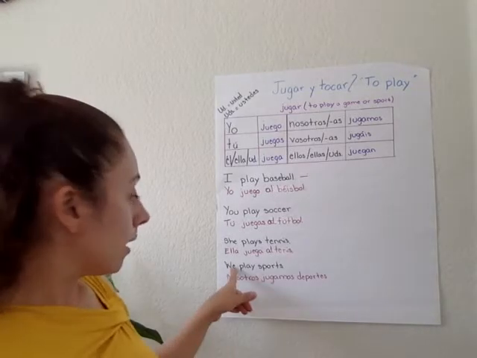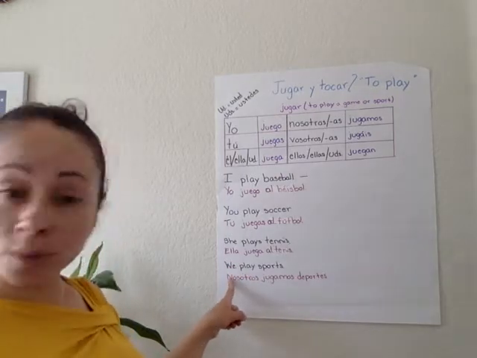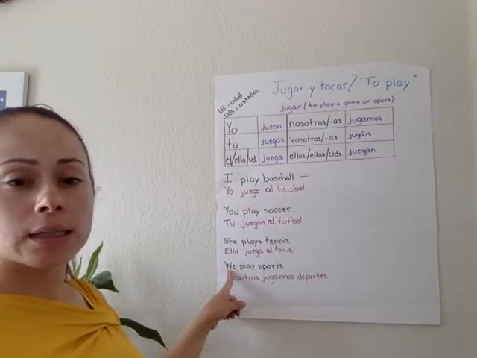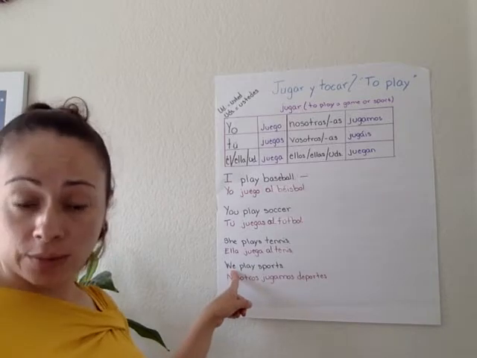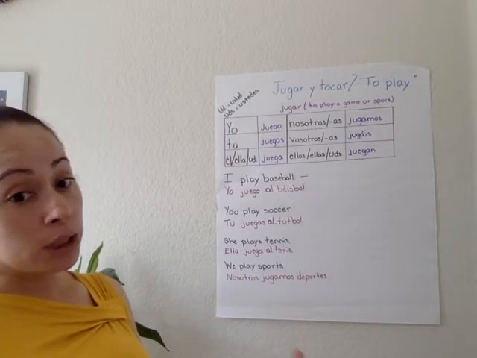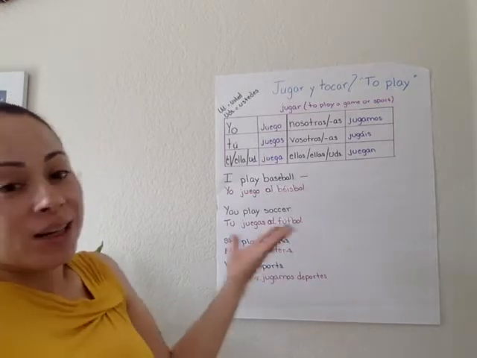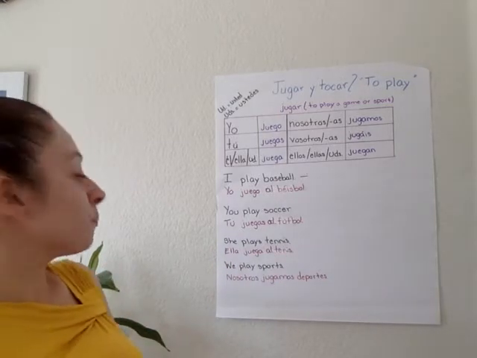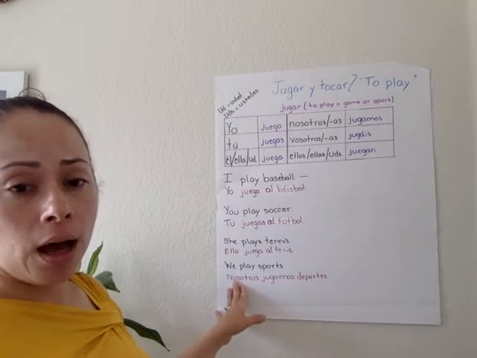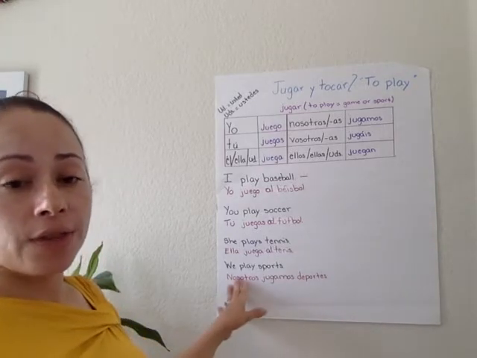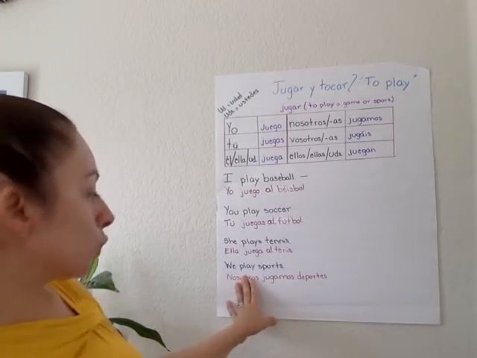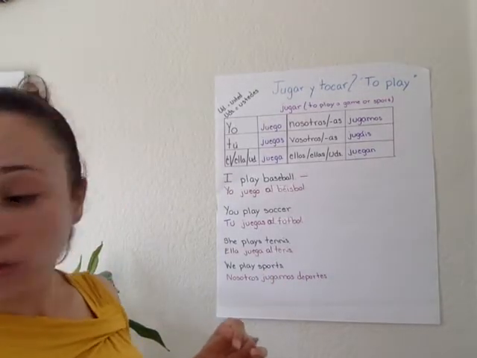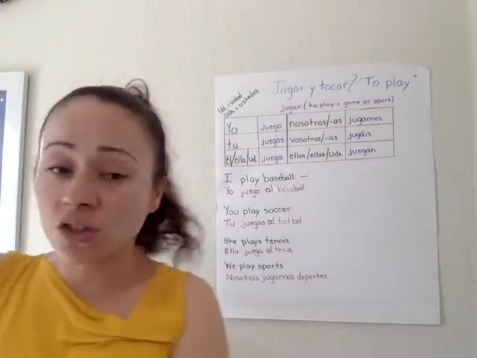Now we have we play sports. We becomes nosotros, and I'm using the mixed form because we weren't being specific whether it's we boys or we girls, right? So when we don't know whether it's only girls or only boys, you can use the neutral form, which is the boys form, okay? That's just how it works with the grammar. Whenever you have a mixed group of boys and girls, the masculine form takes over. So it's nosotros jugamos deportes. We play sports, okay? Now, let me go ahead and show you the tocar conjugated forms.